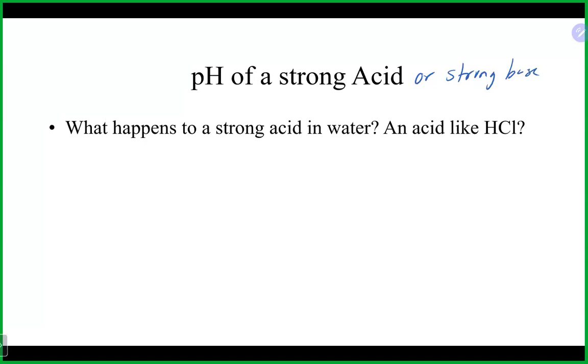And what helps us is that they are strong. And if you remember, speaking of strong acids, we had that list of 6 strong acids: hydrochloric acid, nitric acid, sulfuric acid, perchloric acid, hydrobromic acid, hydroiodic acid.